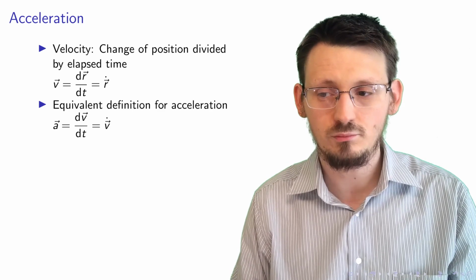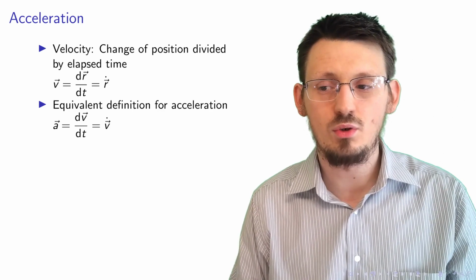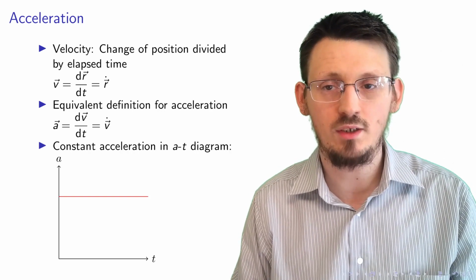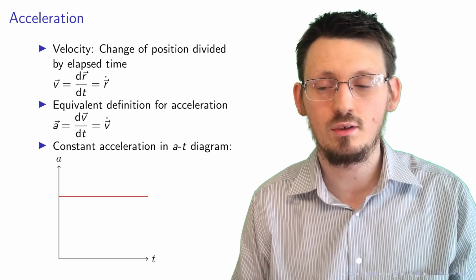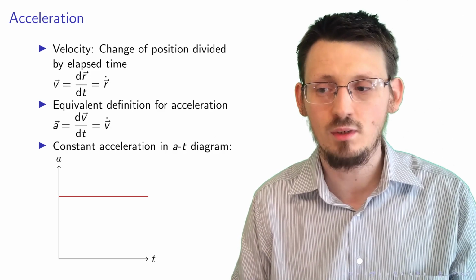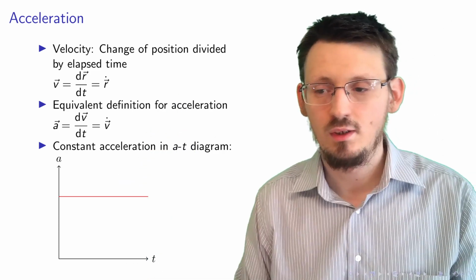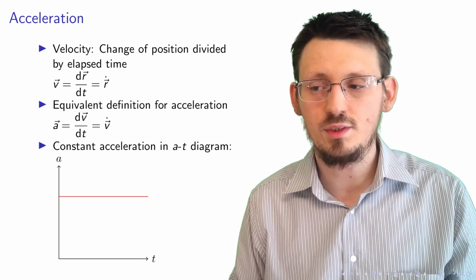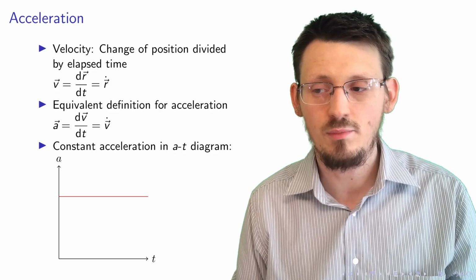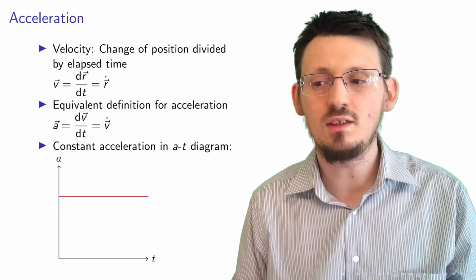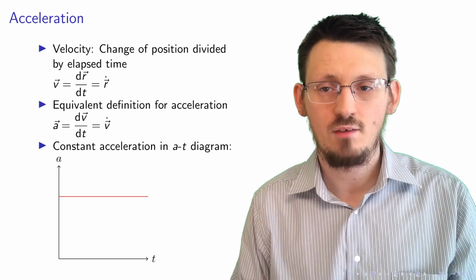time window. Now we take a look at the so-called acceleration time diagram for a constant acceleration, or shortly an a t diagram, as illustrated here. Because a is constant, the result is just a horizontal line, similar to the vt diagram for a constant velocity.